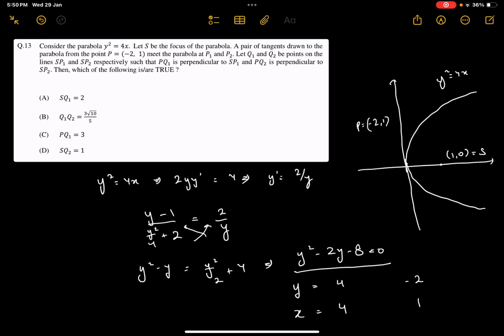So we get P1 (1, -2) and P2 (4, 4). So these are the 2 points, the tangents from which intersect at P, (-2, 1).